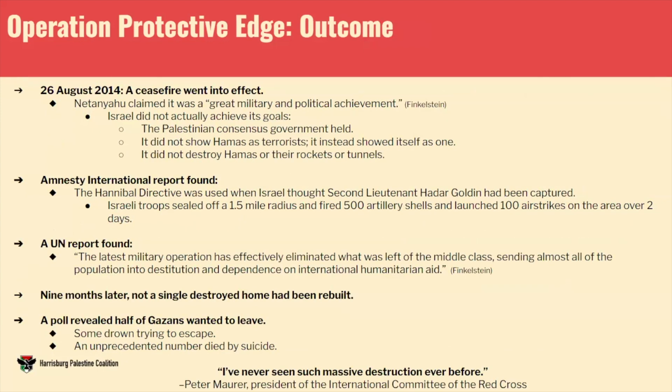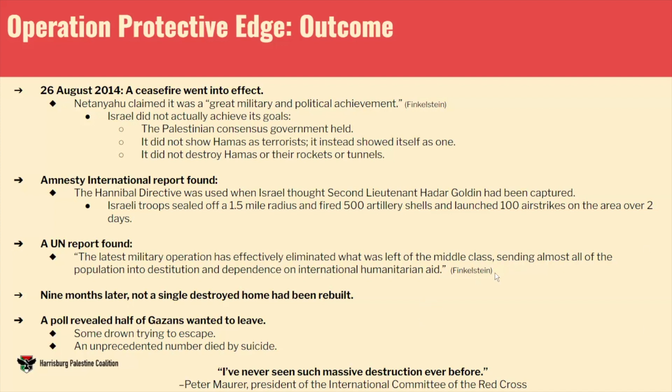On the 26th of August, a ceasefire went into effect. Netanyahu claimed it was a great military and political achievement. But as we said earlier, sometimes they claim that they were successful, but Israel did not actually achieve any of its goals. The Palestinian consensus government held. They did not show Hamas as terrorists. They instead showed themselves as one, and they did not destroy Hamas, their rockets, or their tunnels. Also, if you take out all these dates, you probably think we're talking about right now.